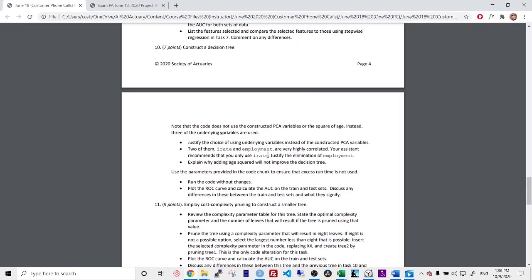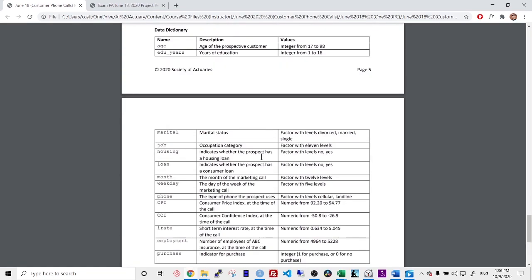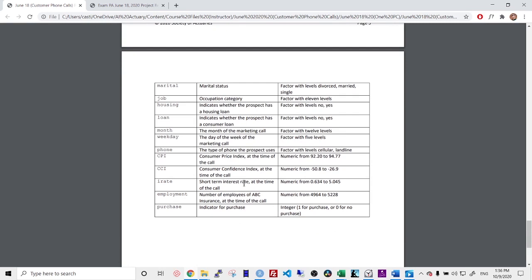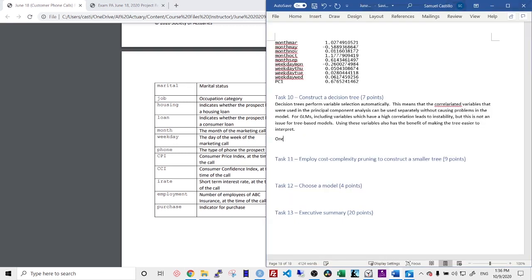Two of them, irate and employment, are very highly correlated. Your assistant recommends that you only use irate. Justify the elimination of employment. So let's look at the data dictionary again. So irate is a short-term interest rate at the time of the call. Employment is the number of employees of ABC Insurance at the time of the call. So there may be multiple ways of answering this question correctly.